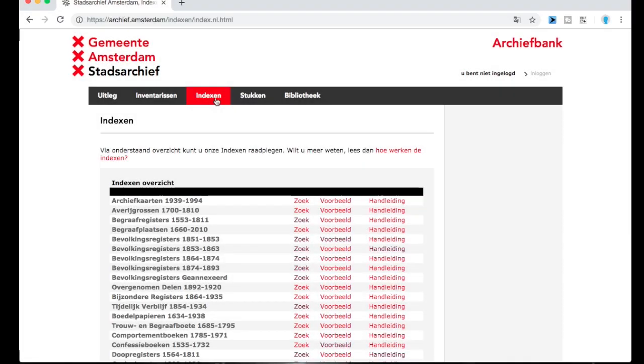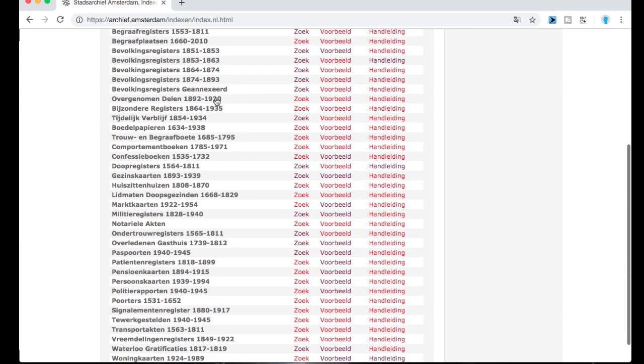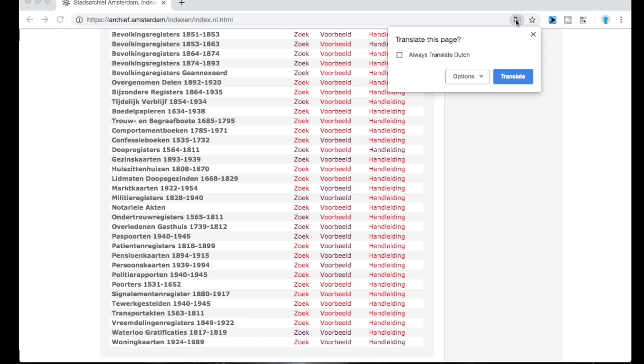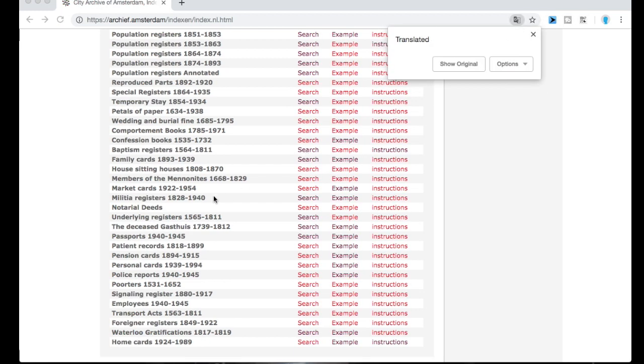So after the dupe registers, we're going to be talking about the marked Carton, which is the market permits. So here translated, they call it market cards. So we're going to do a search in here.